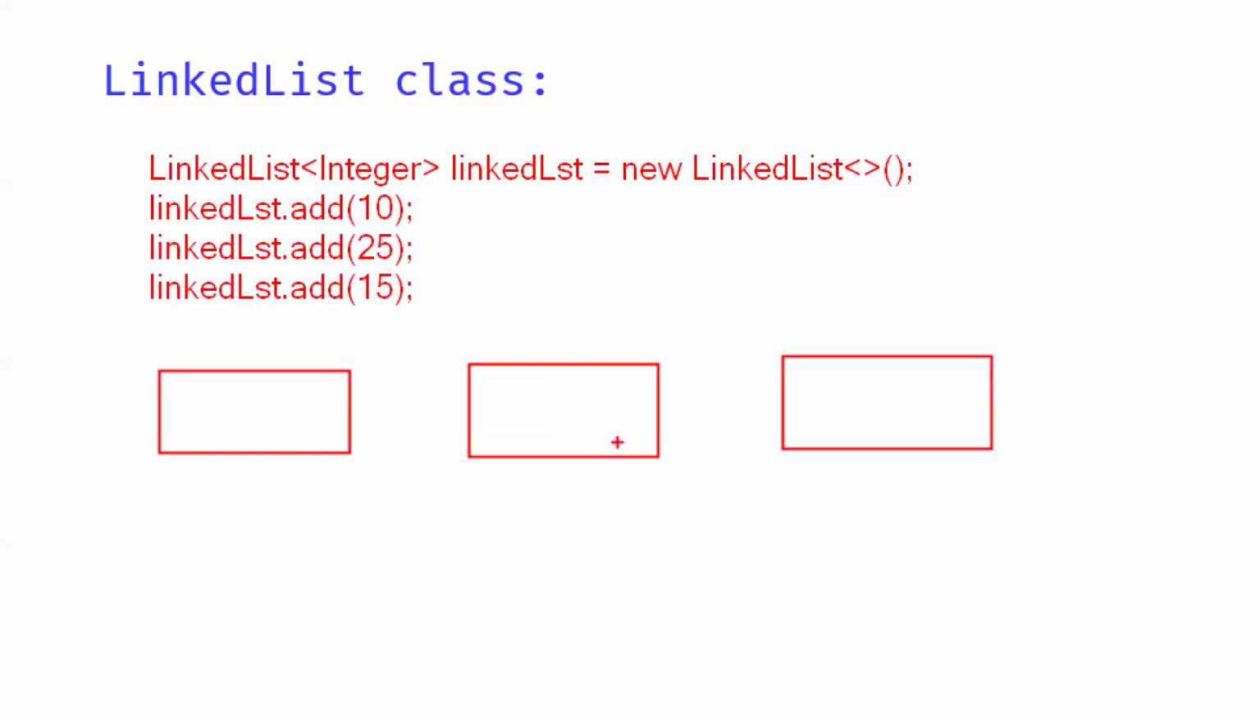Now tell me how many elements are there? 3. So 3 nodes: node 1, node 2, node 3. Everybody is getting my point? Yes, sir. Very good. Please understand me. Each node contains 3 parts. Each node contains how many parts? 3 parts.